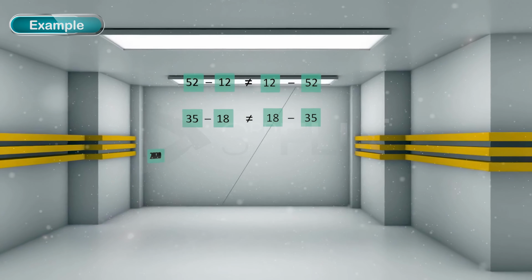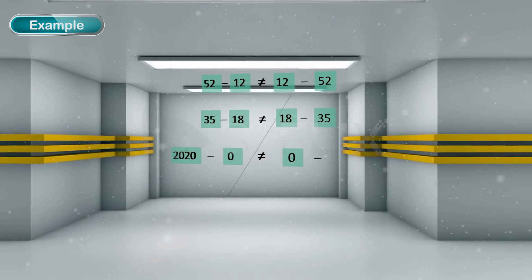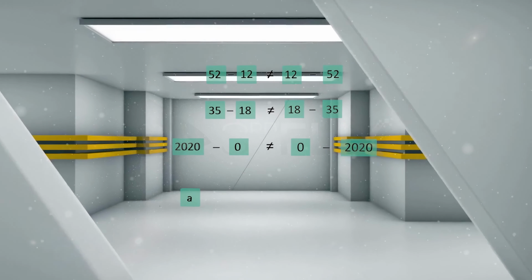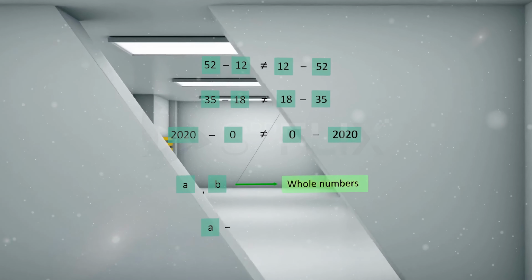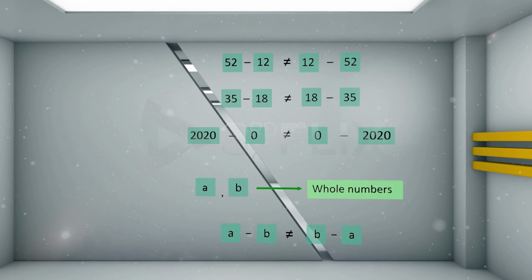Similarly, 2020 minus 0 is not equal to 0 minus 2020. For any 2 whole numbers A and B, A minus B is not equal to B minus A.